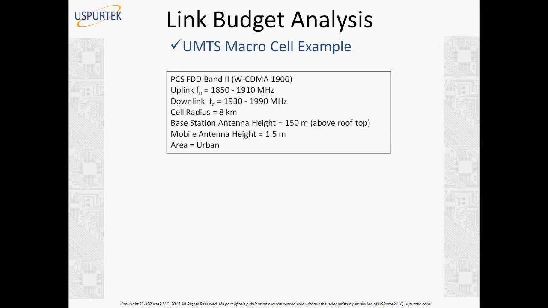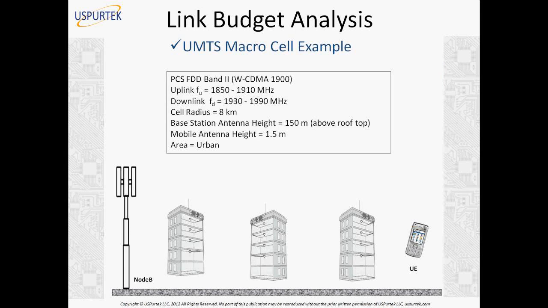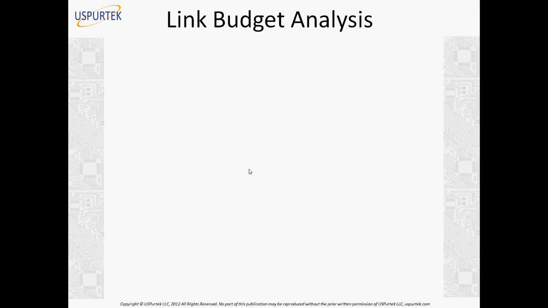Now let's go to UMTS, a different technology, a 3G wireless technology, which is also deployed in many countries. Again, it's a macro cell. We assume a CDMA FDD, frequency division duplexing, band 2. Uplink frequency is 1850 to 1910 megahertz. Downlink is 1930 to 1990 megahertz. Cell radius is again 8 kilometers, and we have a height of 150 meters for the base station antenna, and the mobile antenna is 1.5 meters.